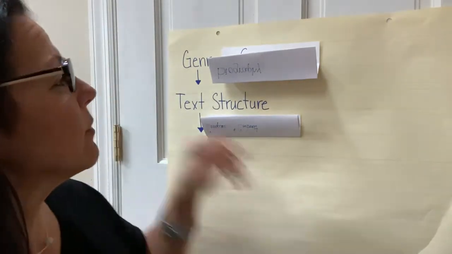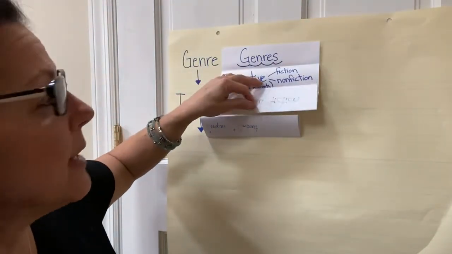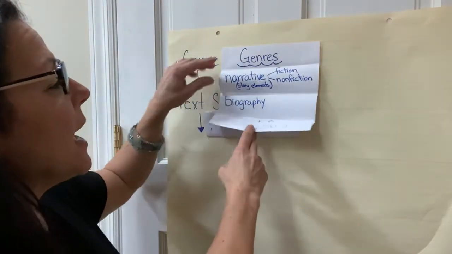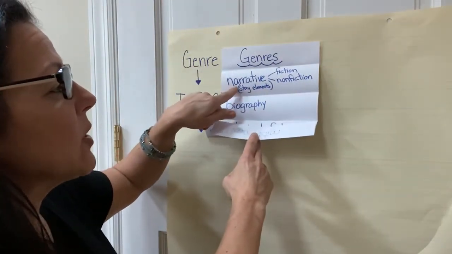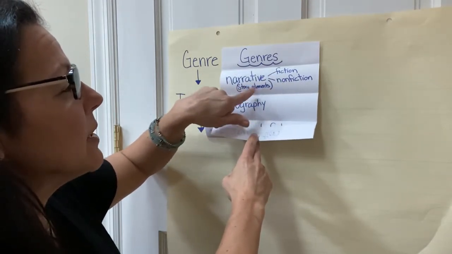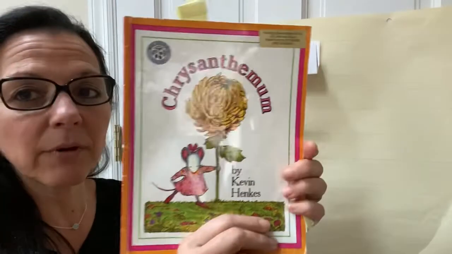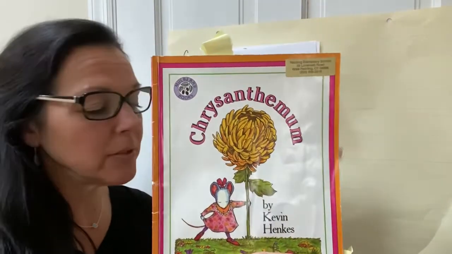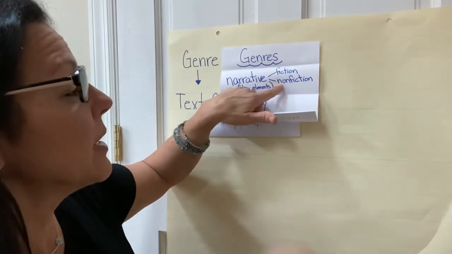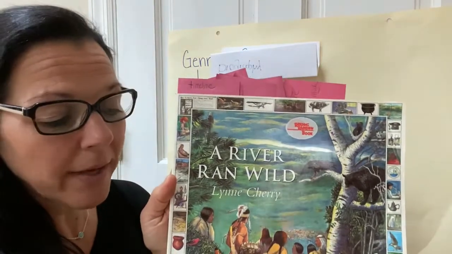So just a quick recap. The word genre means types of writing, and we have fiction and nonfiction as our big categories. Inside fiction and nonfiction, we have something called narrative fiction and narrative nonfiction. Narrative fiction is with story elements, like Chrysanthemum, where problem and solution is in there. And we have narrative nonfiction, and that would be A River Ran Wild.